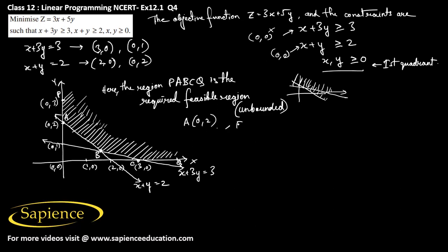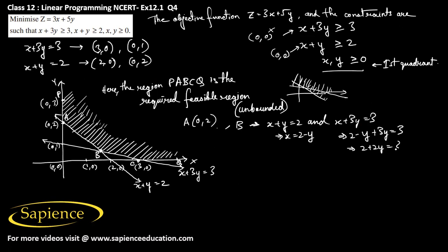So A is 0, 2, and point B is the point of intersection of the lines x plus y equal to 2 and the line x plus 3y equal to 3. So from here we can tell x equal to 2 minus y. If we put that here, we will get 2 minus y plus 3y equal to 3. Then 2 plus 2y equal to 3, so 2y equal to 1, so y equal to 1 by 2. It means x will be equal to 2 minus 1 by 2, that is equal to 3 by 2. So therefore the point B is 3 by 2 comma 1 by 2.